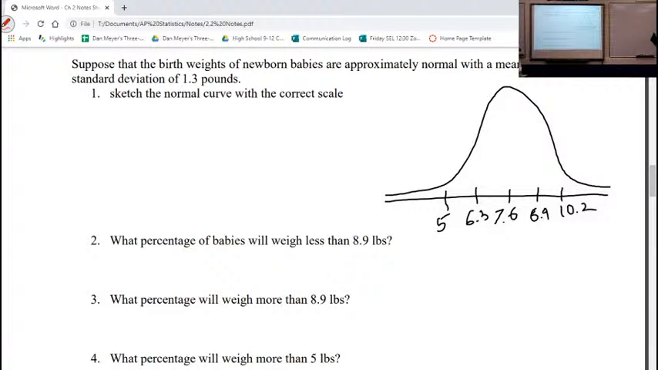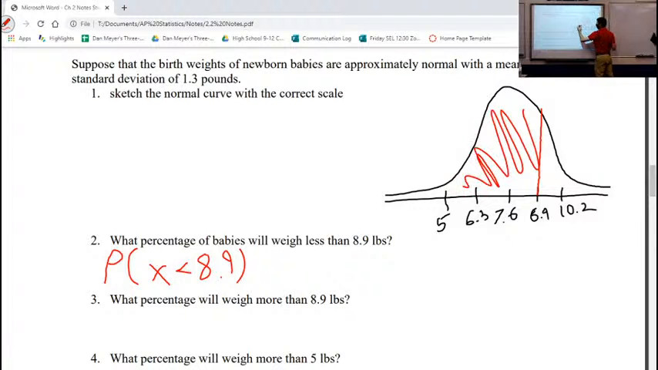What percentage of babies will weigh less than 8.9 pounds? Probability that X is less than 8.9. Here's where our probability notation comes in. X is less than 8.9. So 8.9 is right here. There's my 8.9, and I'm going to shade everything to the left. I want everything to the left.